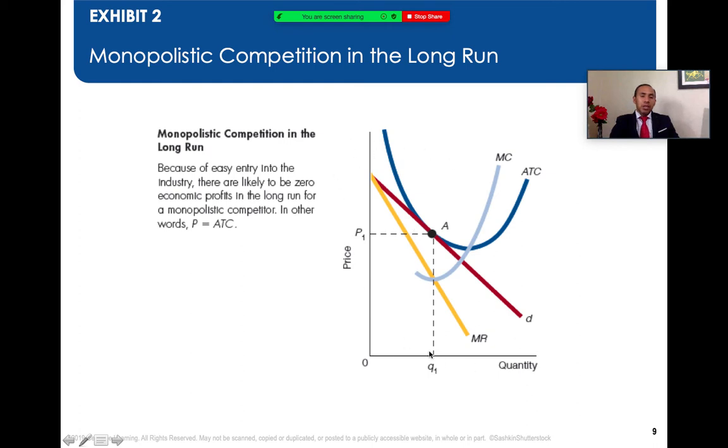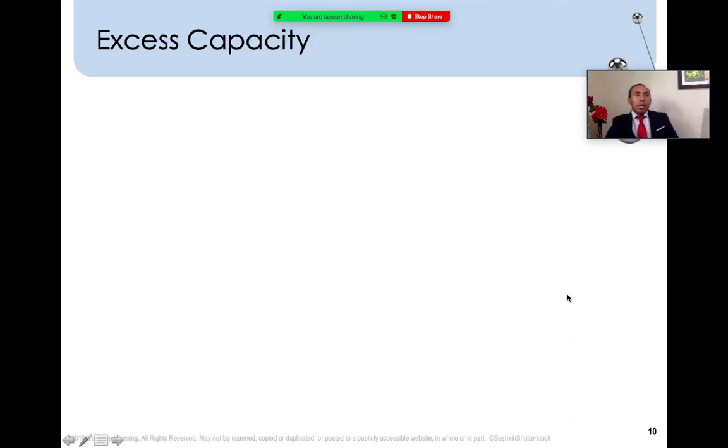This is a long-run equilibrium model of a monopolistic competitor, where the demand curve may actually decline or increase, and that determines the profit margins that a firm can obtain. Now, within a monopolistic firm, we're able to see that the firm can experience excess capacity production abilities, which is referred to as the excess capacity theorem.